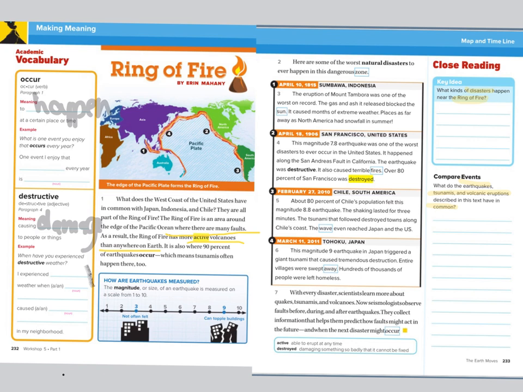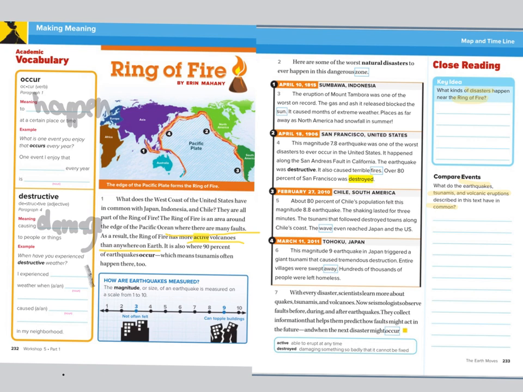Now let's continue on page 233. Here are some of the worst natural disasters to ever happen in this dangerous zone. April 10th, 1815, Sumbawa, Indonesia. The eruption of Mount Tambora was one of the worst on record. The gas and ash it released blocked the sun. It caused months of extreme weather. Places as far away as North America had snowfall in summer.